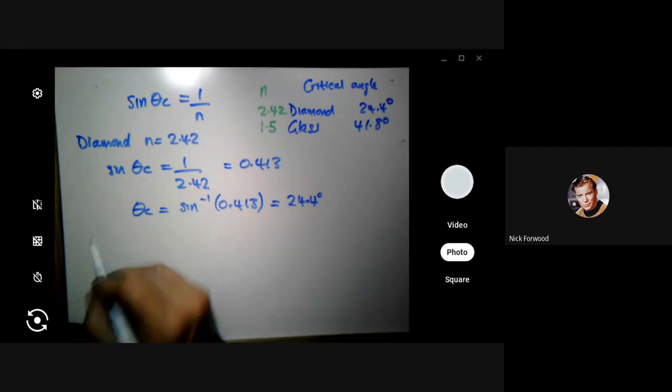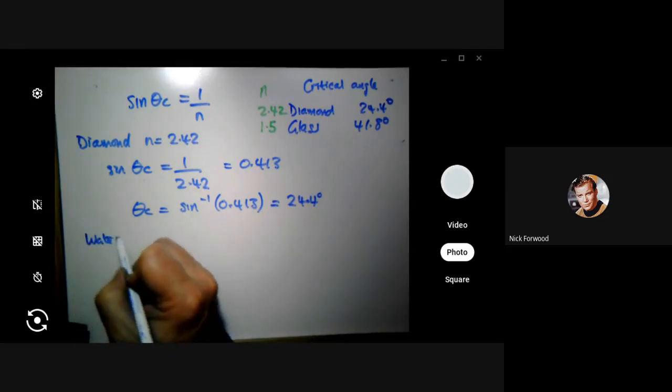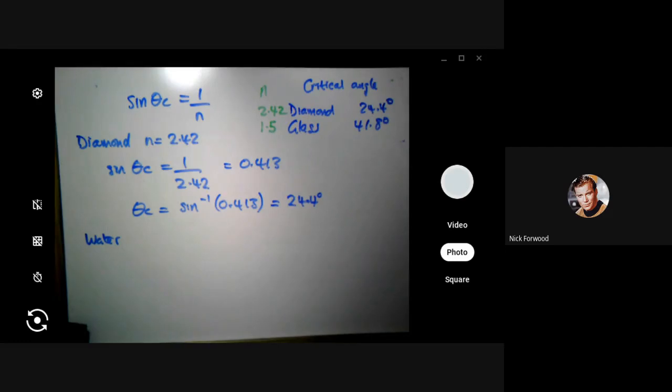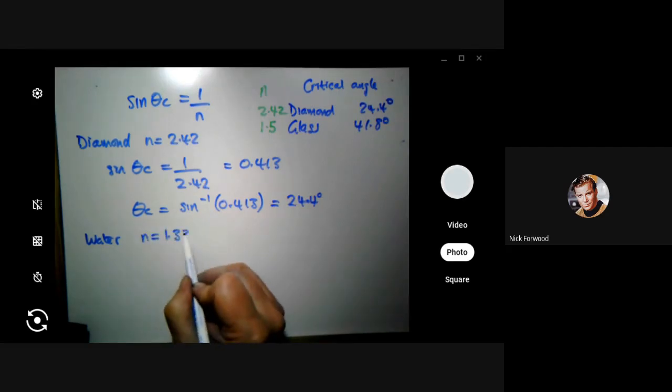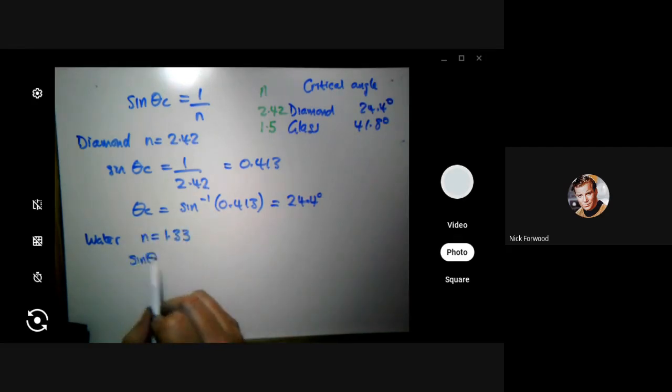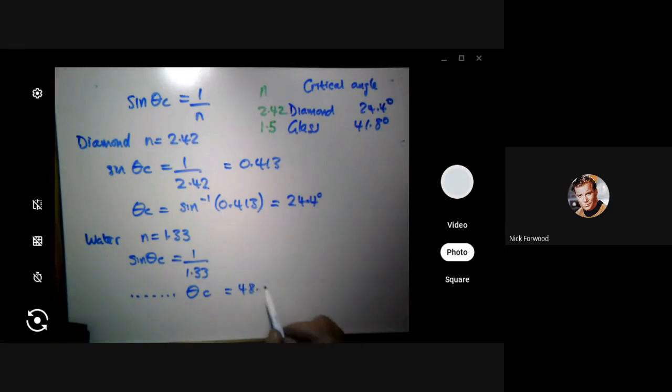I can do the same for water. Let's just do that quickly. What's the refractive index of water? It's 1.33. So I get n is 1.33 from the data booklet. Sine theta c is 1 divided by 1.33, and so on. And theta c for water comes to be 48.8 degrees. So I'll put water into my little table up here.